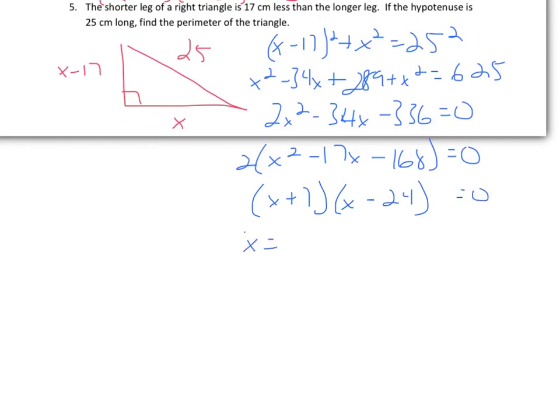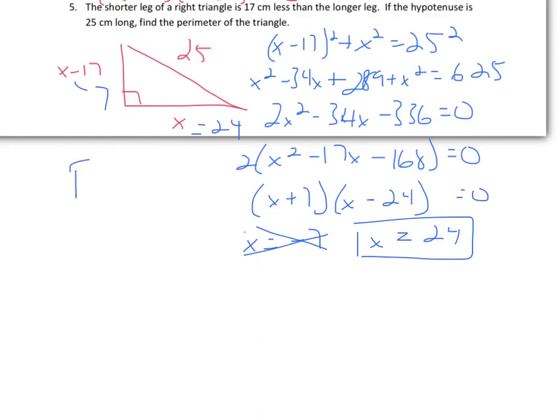So x here has to equal negative 7 or positive 24. Negative 7 doesn't make sense because it's the length of a side. All right, so that's one side. x is 24 here. The other is going to be 24 minus 17, which is 7. Okay, so we get the perimeter, 24 plus 7 plus 25, which is 56. P equals 56. All done.